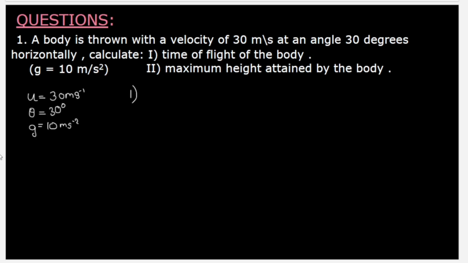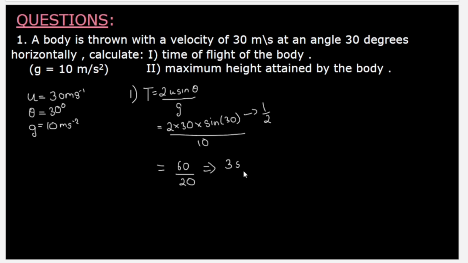The formula for time of flight is t is equal to 2u sin theta by g. Putting the values in, we get, value of sin 30 is 1 by 2, so we get 60 by 20, which is 3 seconds.